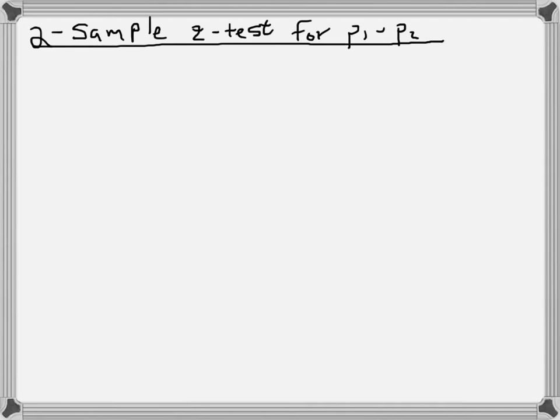We are doing today's lesson. I'm skipping 8.3 for now. We'll get back to it next lesson. But we're going to look at section 8.4, which is really our last major two-sample test. And this is going to be the two-sample z-test for p1 minus p2. That is a difference of proportions.